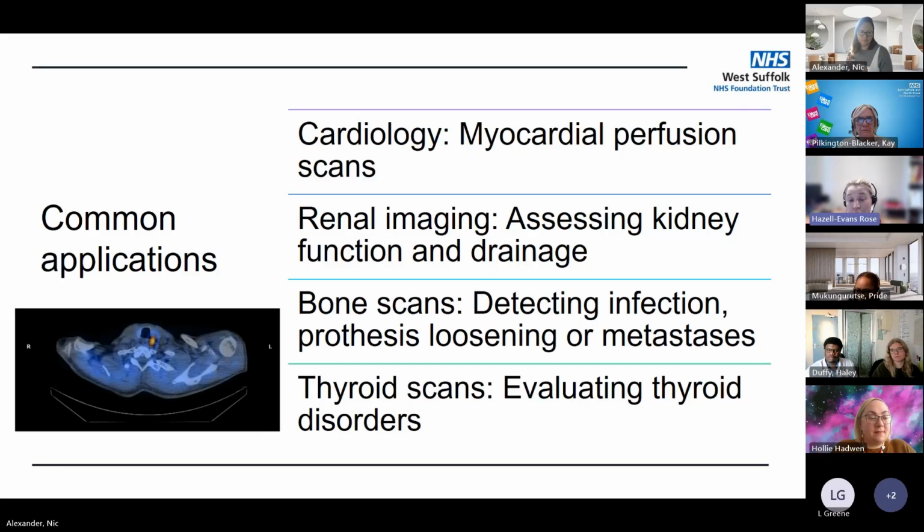These are just a few of the applications of nuclear medicine. There are many more, all of which involve different processes and protocols, which helps to keep the job interesting. Next slide, please.